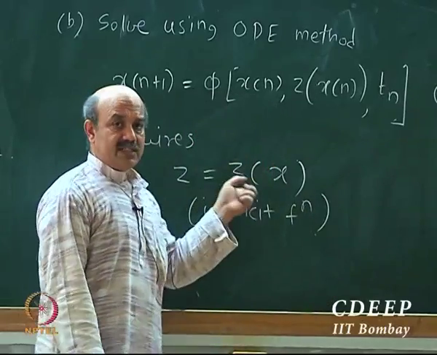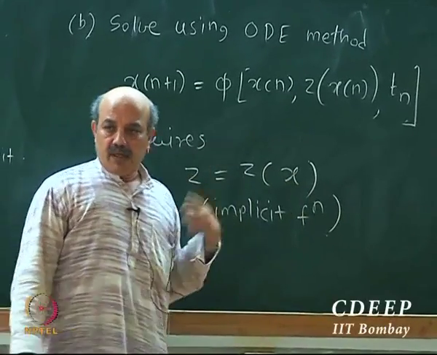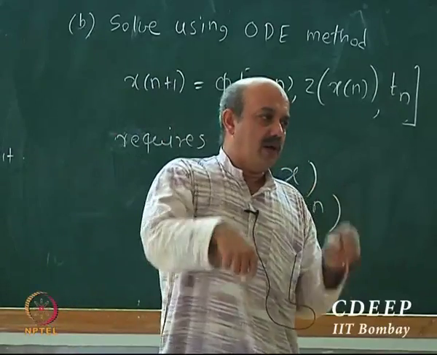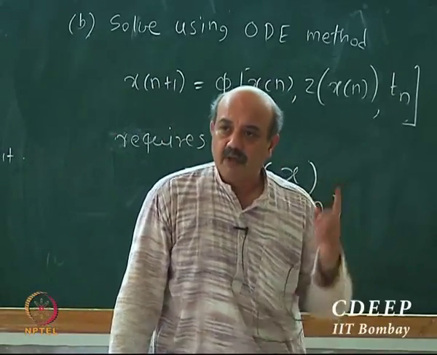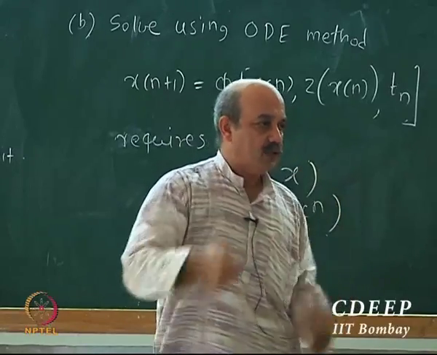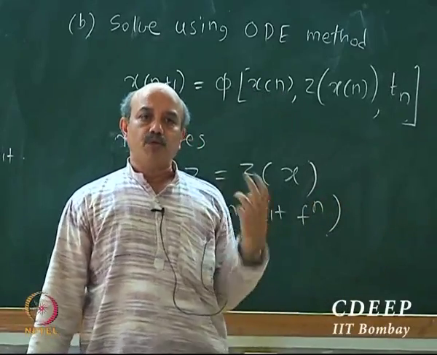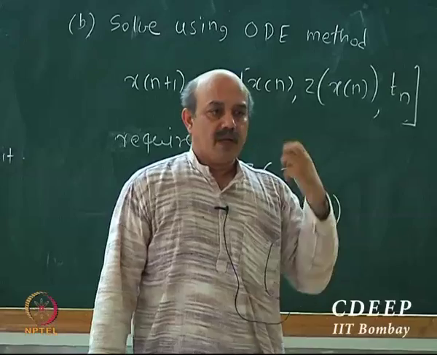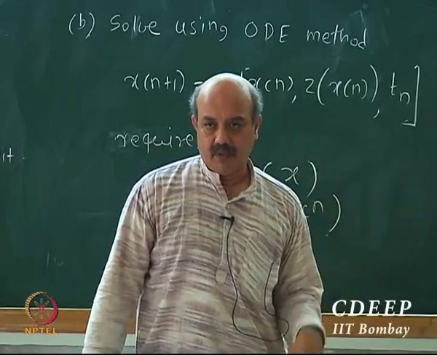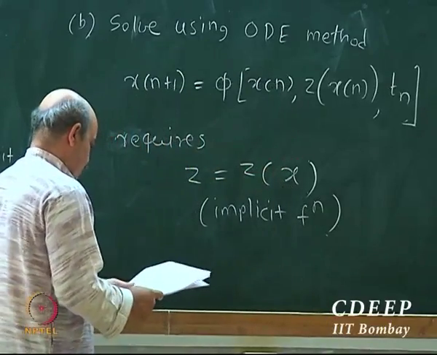This approach requires z to be obtained as a function of x internally. Every time, let's say in Runge-Kutta, if you find an intermediate x, for that x you have to compute the corresponding z and then proceed. You cannot avoid this internally. Every time you have to solve the algebraic equations. So that is one approach.